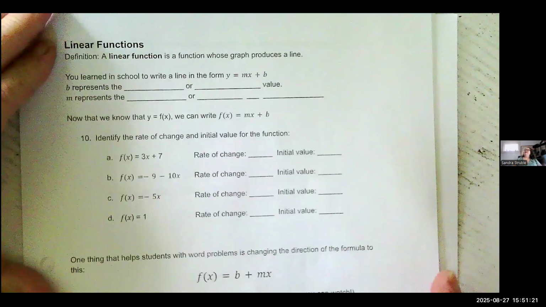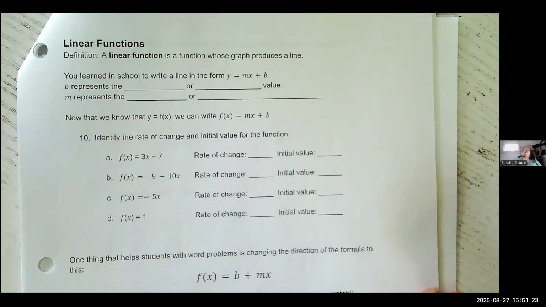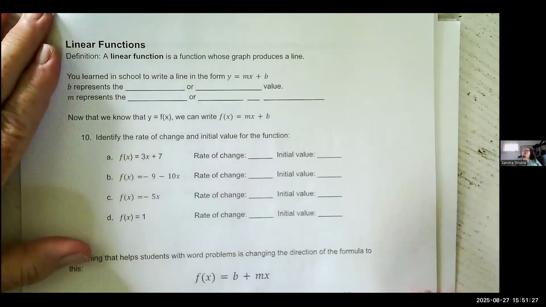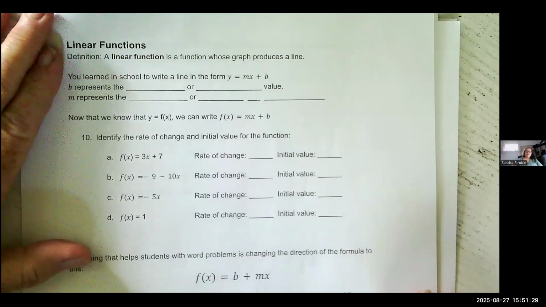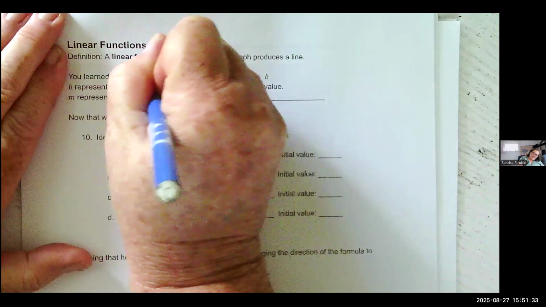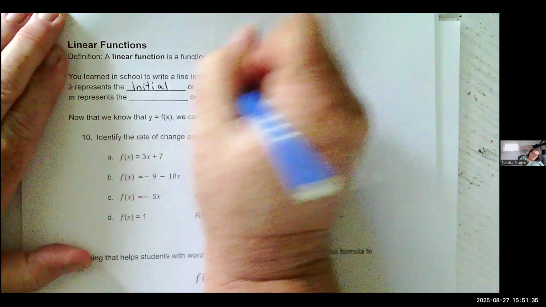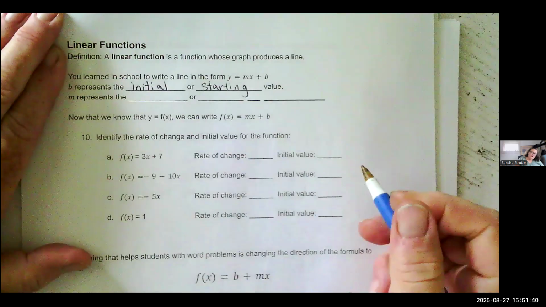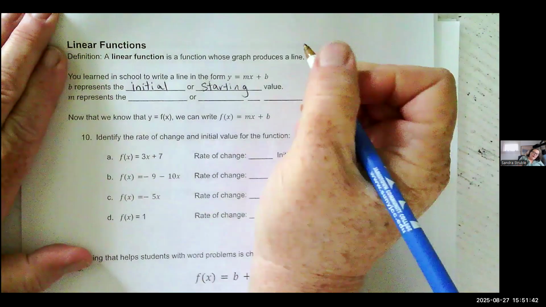All right. Linear functions still. A linear function is a function whose graph produces a line. You learned in school to write a line in the form of y equals mx plus b. B represents the initial or starting value. M represents the slope or rate of change.